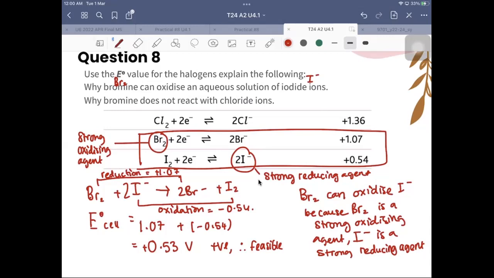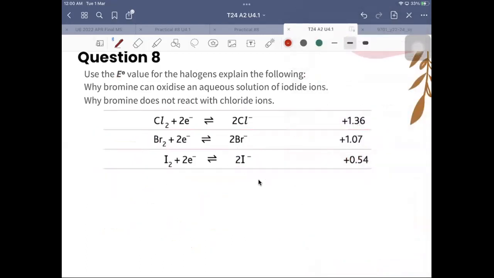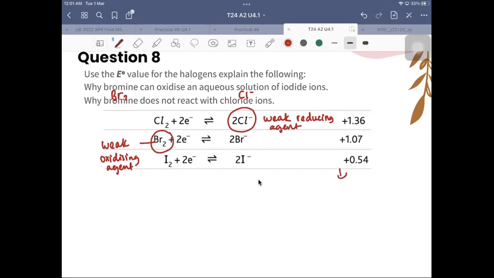Okay, next part of the question is to explain why bromine does not react with chloride ions. So again, bromine, Br2, and chloride ions, Cl minus. So bromine is a weak oxidizing agent and chloride is a weak reducing agent. Qualitatively, we can say Br2 is a weak oxidizing agent and chloride is a weak reducing agent. So that's quite self-explanatory why they don't react, or it is not feasible.